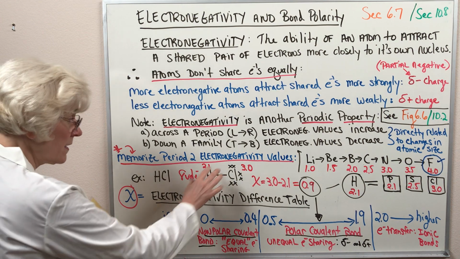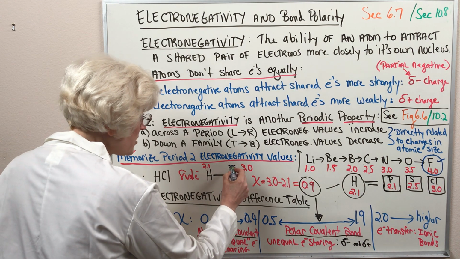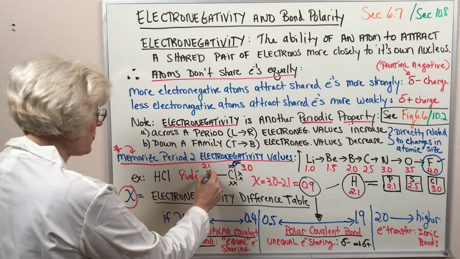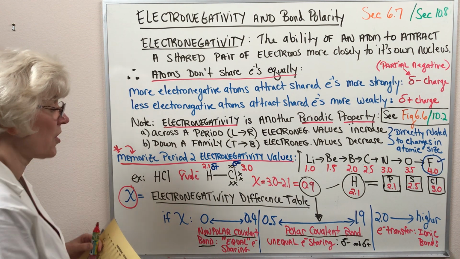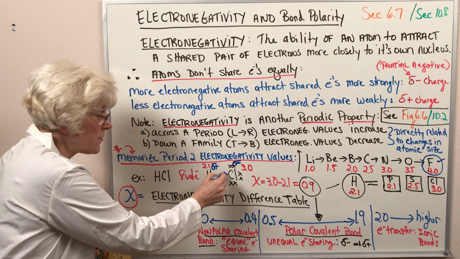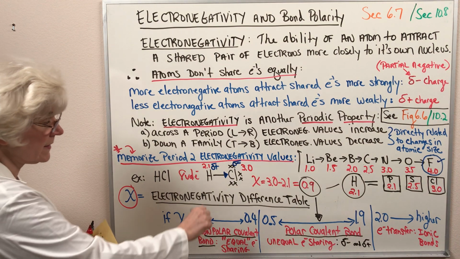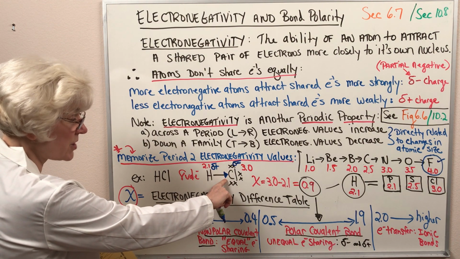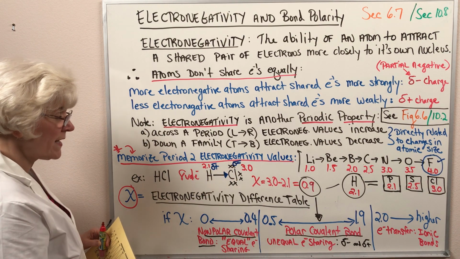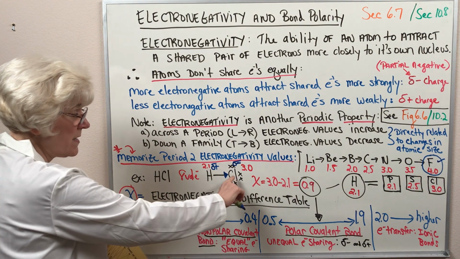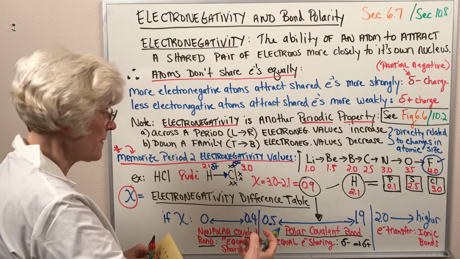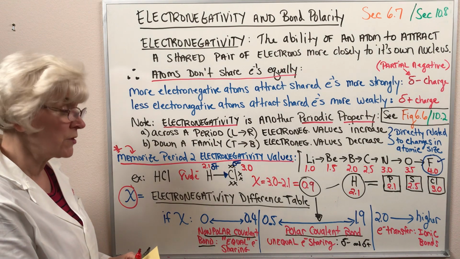And if I want to more accurately show this picture, I should be putting a partial negative charge on the chlorine and a partial positive charge on the hydrogen, indicating that there is an unequal sharing of electrons going on. I can also represent this unequal sharing of electrons by putting an arrow at the end of the bond pointing towards the more electronegative atom, which is chlorine. It has acquired a partial negative charge because it's pulling those shared electrons more closely to its own nucleus.